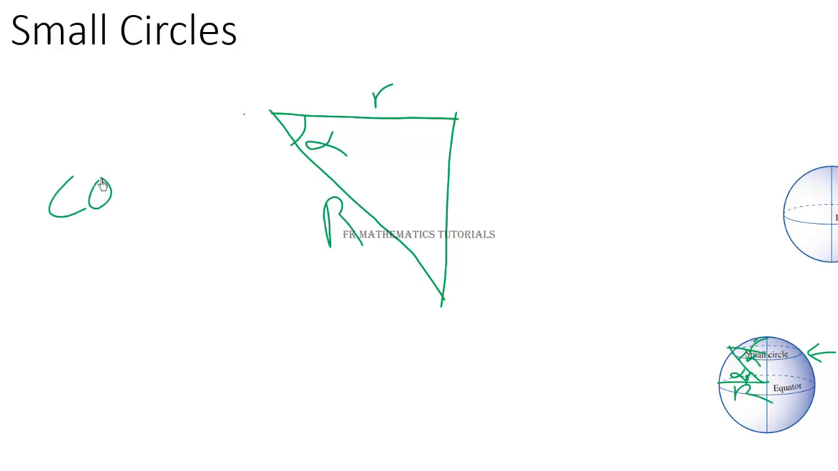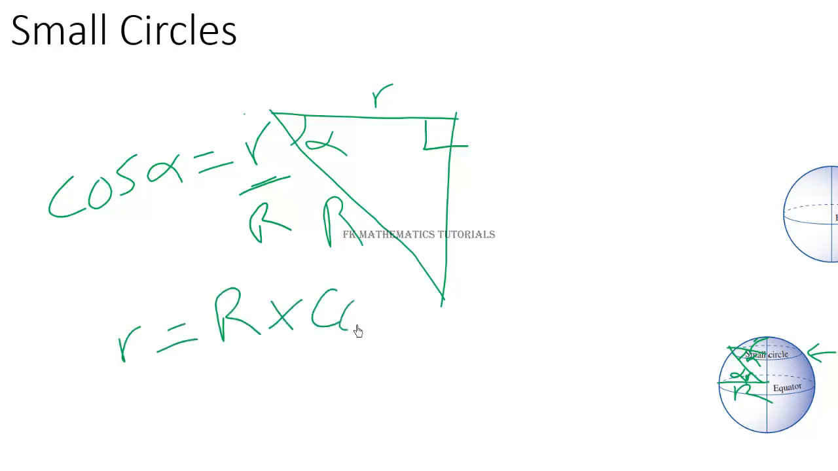So you can see that cosine of alpha will be equal to adjacent, which is r over big R. So small r will be equal to big R times cos alpha. So this tells us that when we know big R and we know the angle, that is the angle from the equator to the latitude, the parallel of latitude, then we can find the radius of the small circle.